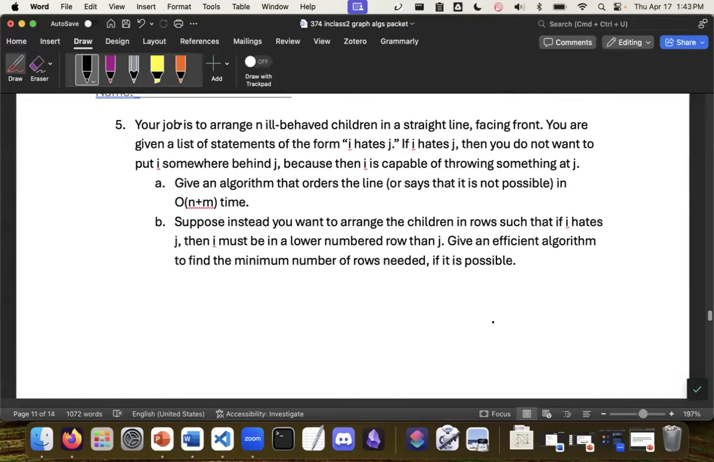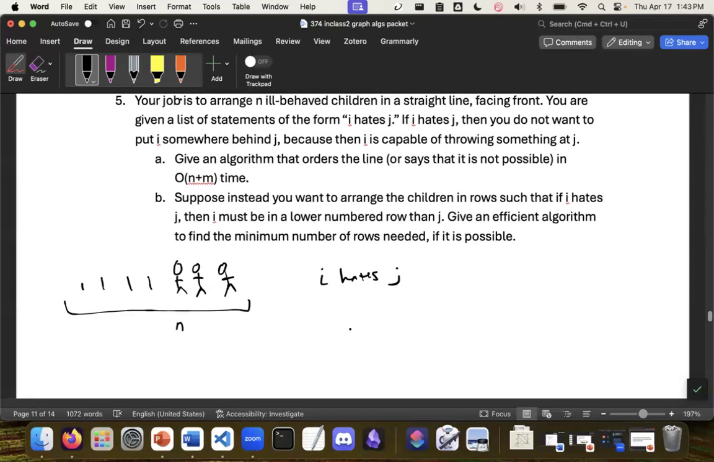All right. So our next question that we'll talk about is our job is to arrange n ill-behaved children in a straight line facing front. So like we're at the playground and it's time to gather all the kids after recess and they're all standing in a line. And so there's n of them. We are also given a list of statements saying child I hates child J. So I hates J.